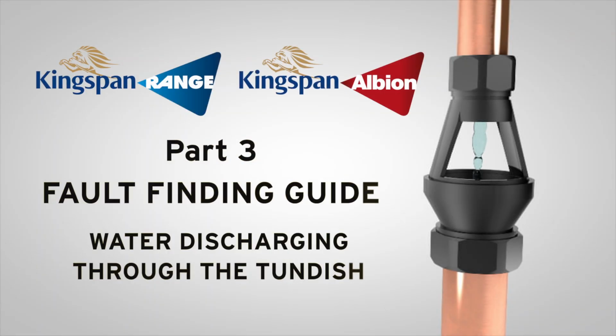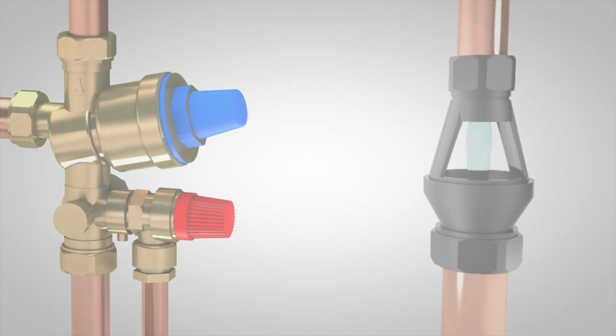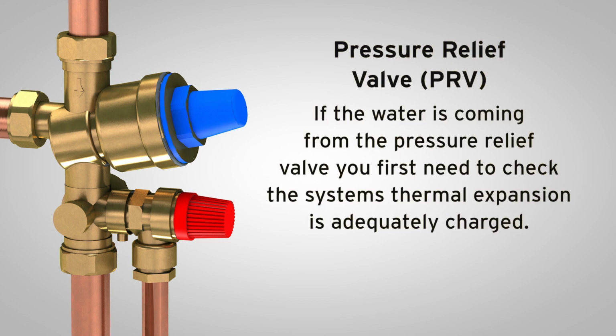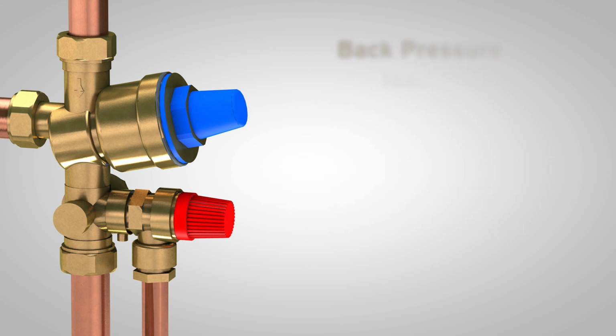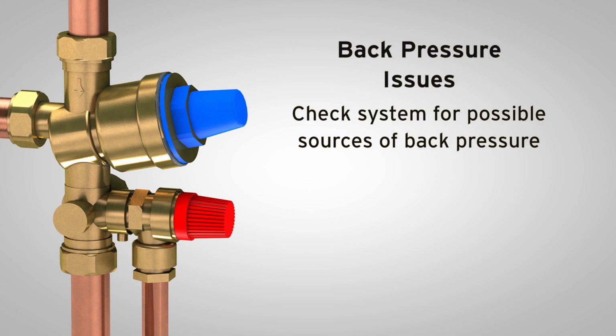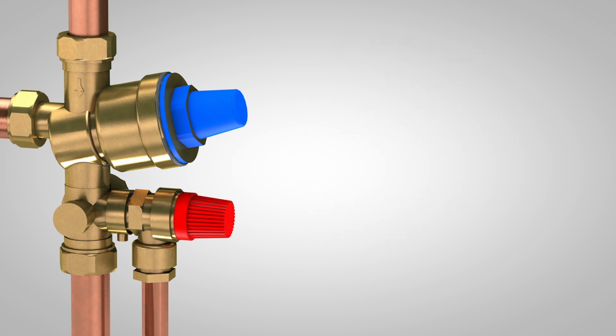Welcome to part 3 of this fault finding guide, Water Discharging Through the Tundish. Pressure Relief Valve, or PRV. If recharging the thermal expansion has not resolved the problem, the next common cause you'll need to eliminate is the possibility of backflow on the system. You'll need to locate and repair any sources of back pressure. Frequent sources of back pressure include shower valves and mixer taps. Having fixed or eliminated the possibility of backflow problems, check and confirm if the issue has been resolved.